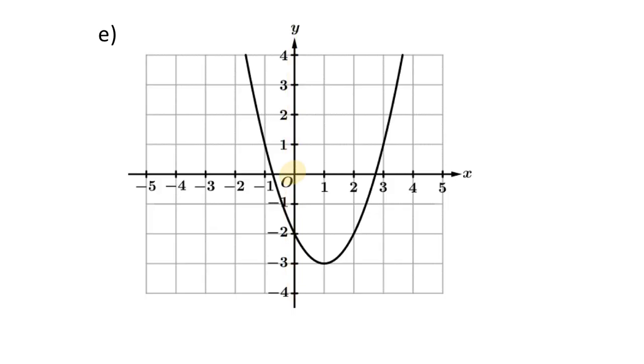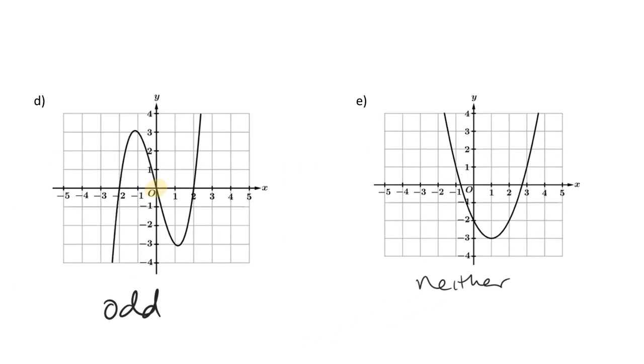If I put a pin in the origin and rotated it this direction, would one side land on top of the other? No, so this one is neither even nor odd. In fact, most functions are neither, because it's a very specific type of function that can be even or odd. Most functions we deal with in real life and in this class are going to be neither, because it's very, very specific when we get an even or an odd function.